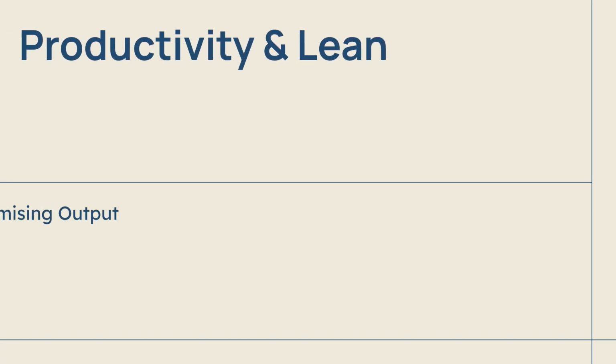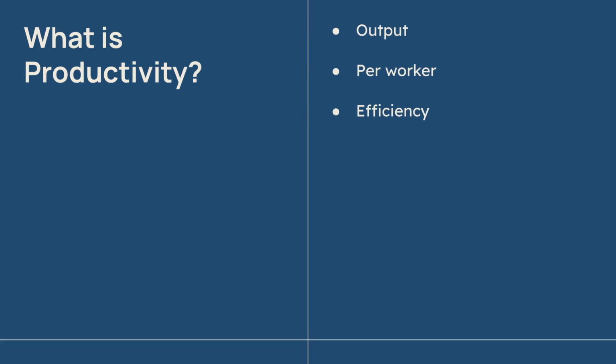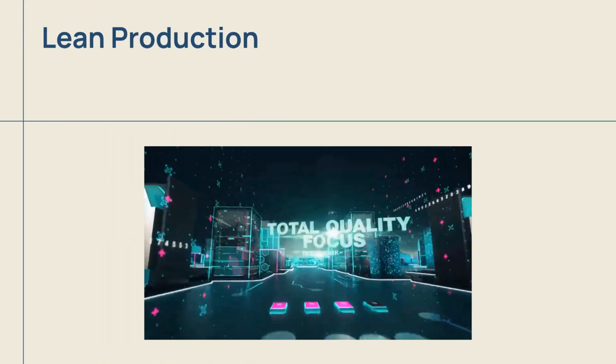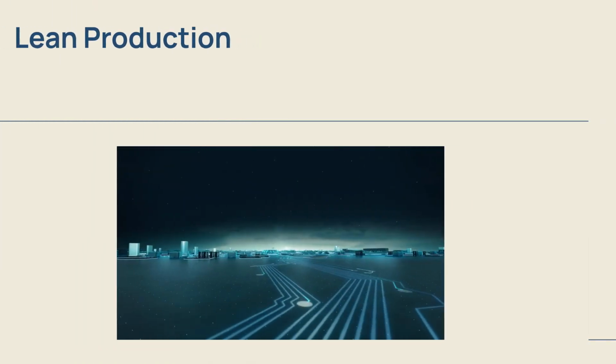Now let's talk about efficiency and how businesses maximize their output. Productivity is a measure of efficiency, often calculated as output per worker. Maximizing it is crucial for profit. TIG strongly focuses on lean production, a method centered on maximizing output while minimizing all forms of waste.